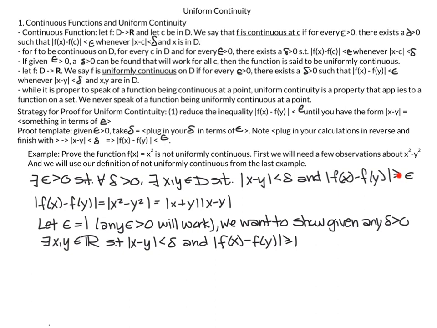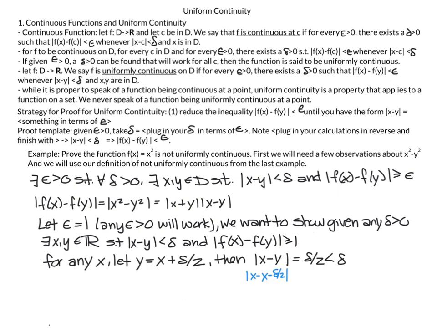And looking at the negation of this definition, that means given any delta greater than 0, we need to show there exists an x and y. So we only need to find one set of values for x and y such that absolute value of x minus y is less than delta, and absolute value of f of x minus f of y is greater than or equal to epsilon, and in this case, epsilon is equal to 1. And this is the clever choosing of x and y, and epsilon equals 1.